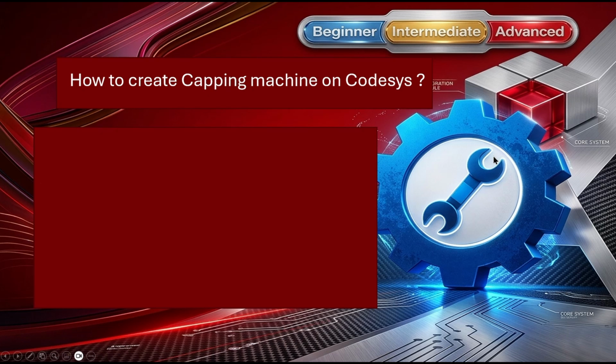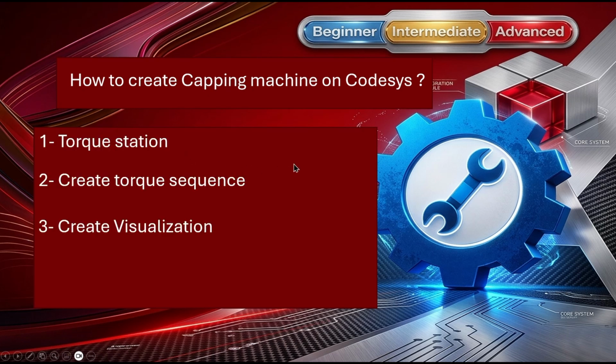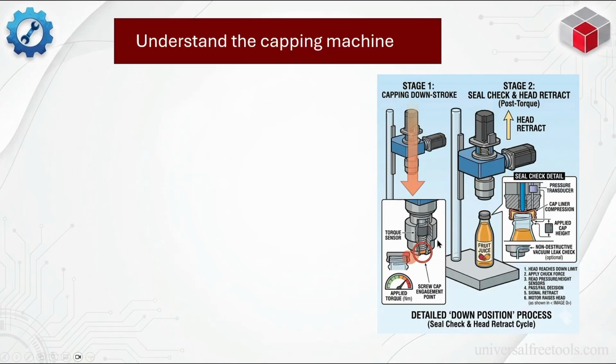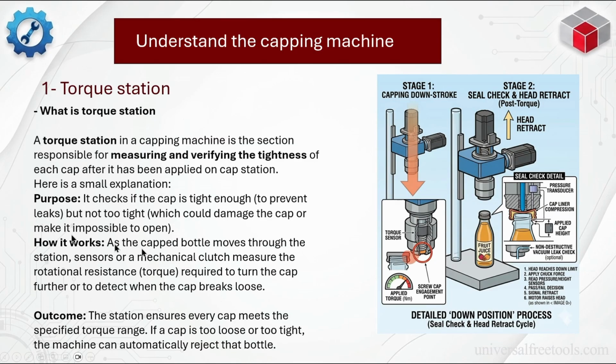We will create the torque station sequence, create the visualization, and finally, we will link the visualization to our torque sequence. The torque station is the part of the capping machine that tightens the cap with a precise torque value to ensure proper sealing. How does it work? The bottle arrives under the torque station. The torque chuck goes down. The chuck rotates the cap until the target torque is reached.